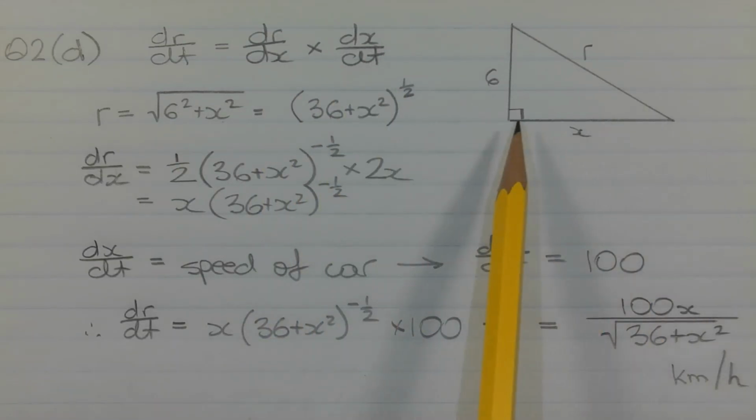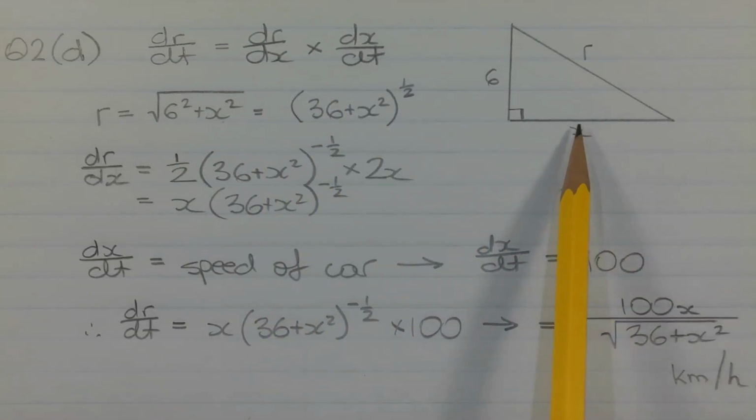Now the car is traveling along the road marked with x here on the triangle. So dx/dt represents the rate of change of the distance along x with respect to time. And in this case, that represents the speed of the car. So dx/dt is equal to 100.